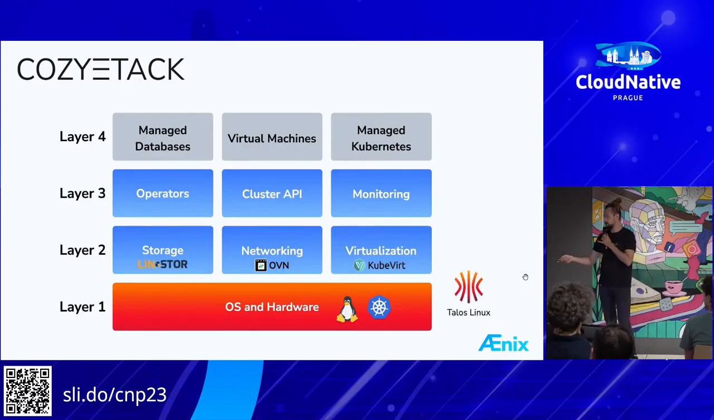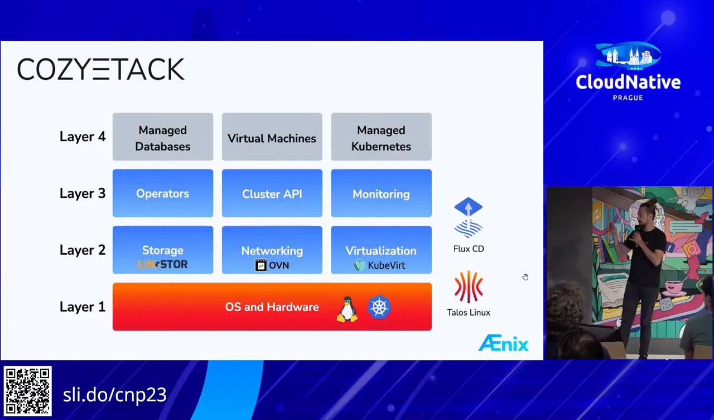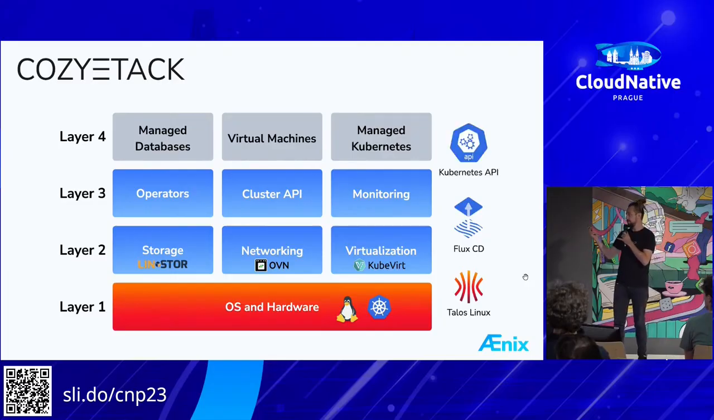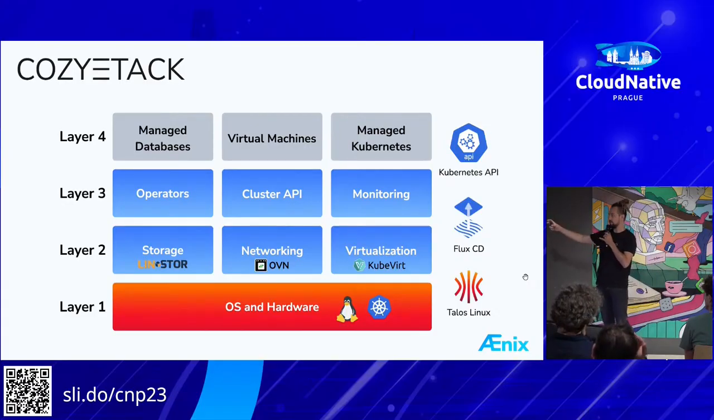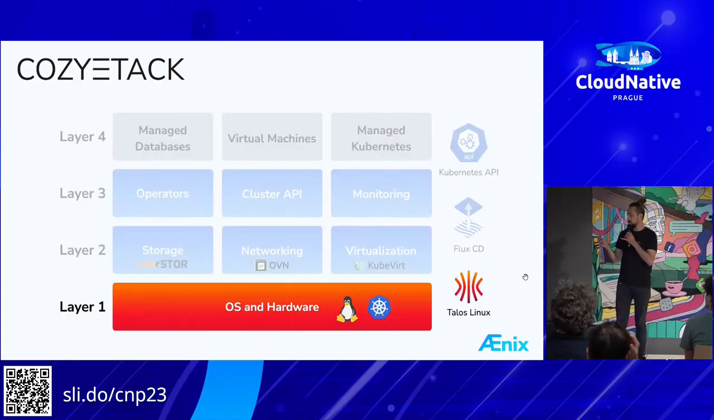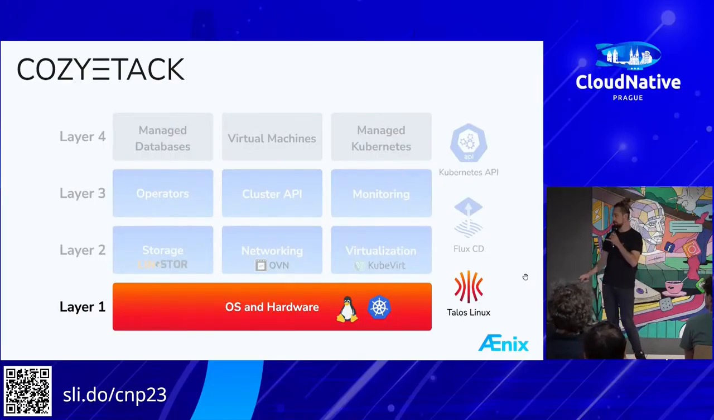So for layer 1, we use Talos Linux. Then the rest of the layers are managed by FluxCD. And finally, we have a specific Kubernetes aggregation API server, which translates FluxCD resources to Kubernetes objects. Let's first speak about layer 1, about Talos Linux.